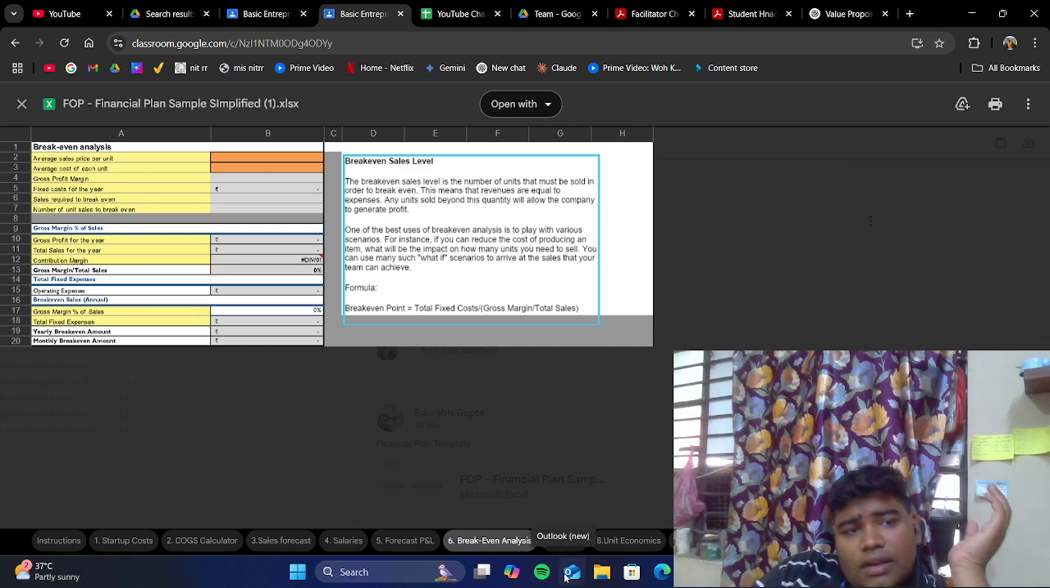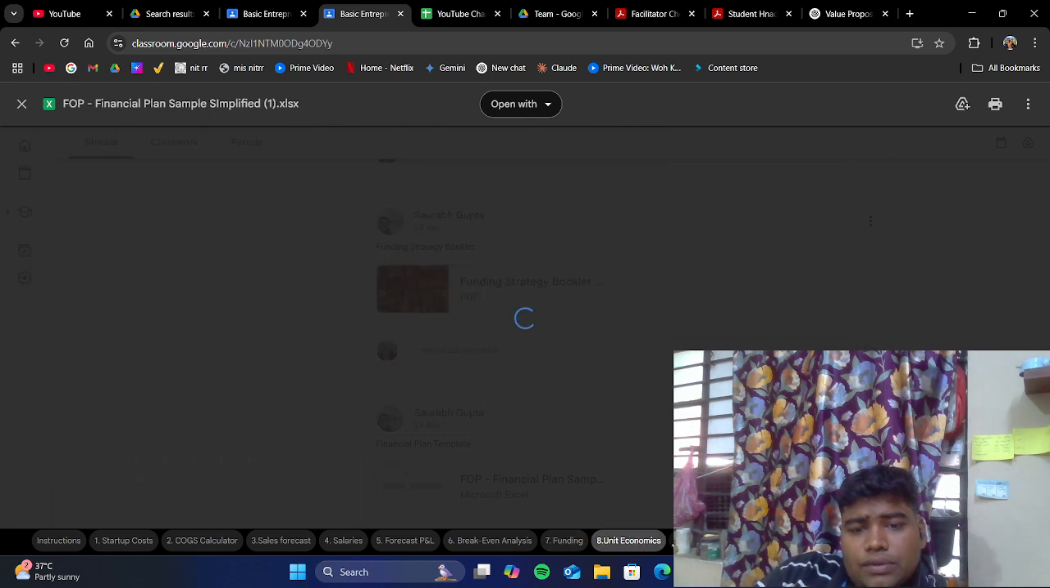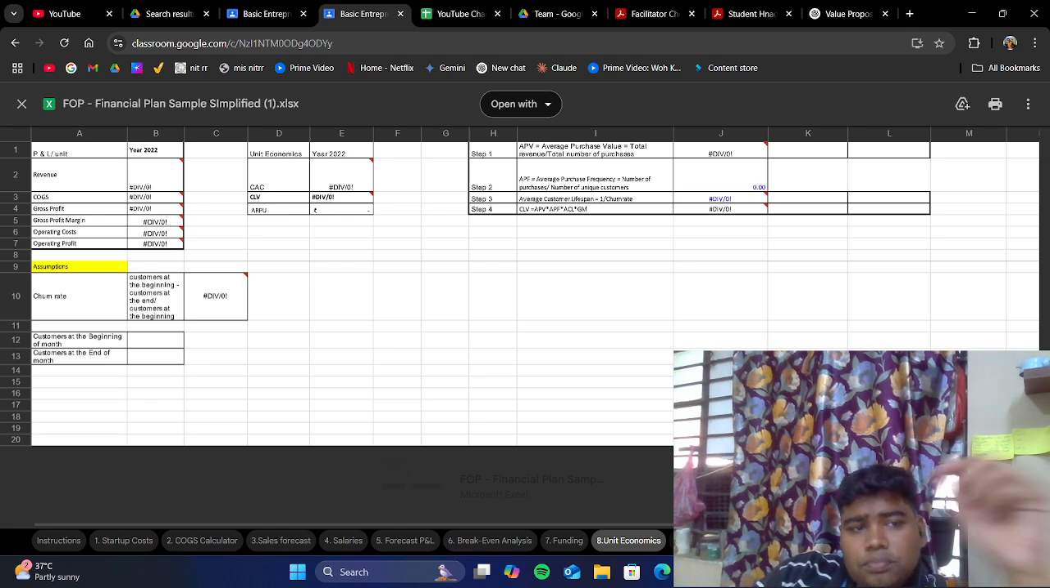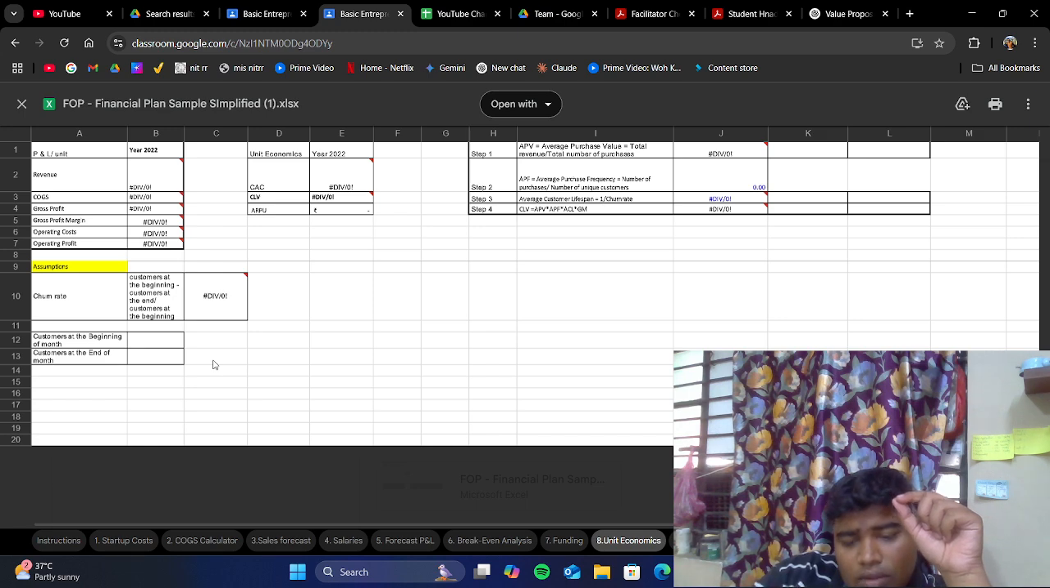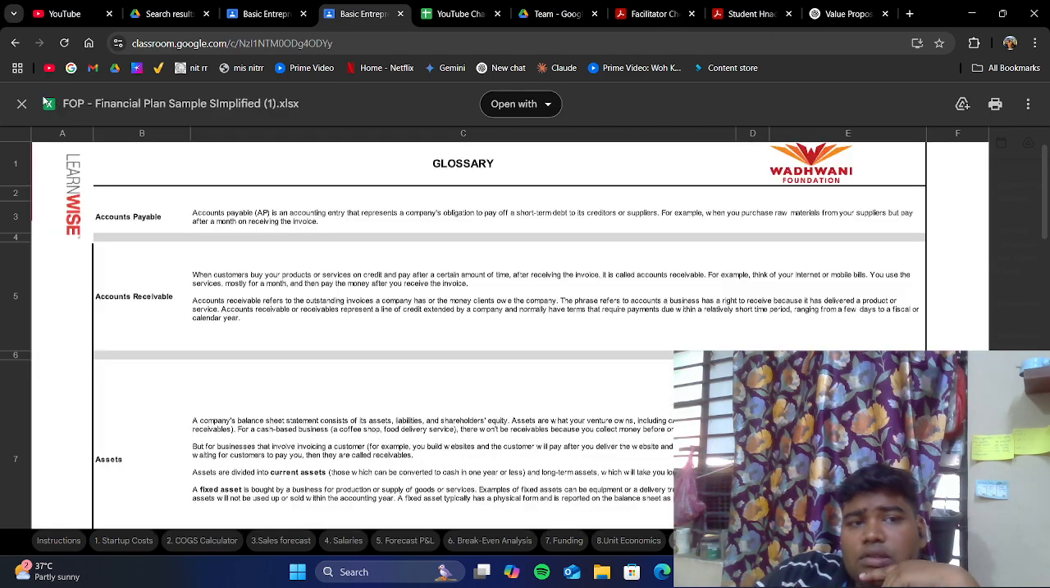So break-even analysis is, as I told you, the amount of goods sold to recover the cost of the setup. Unit economics contains all the margins of the product, where we get COGS, gross profit, profit margin, operating cost, churn rate, CAC. So this was the exercise we did for financial planning.